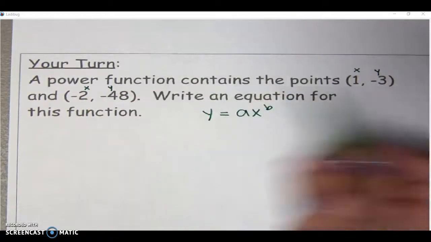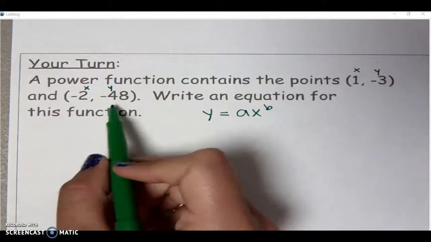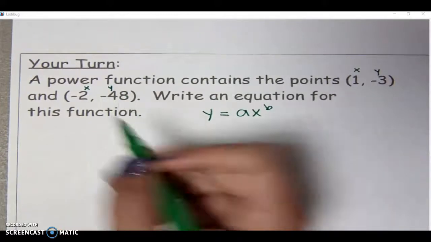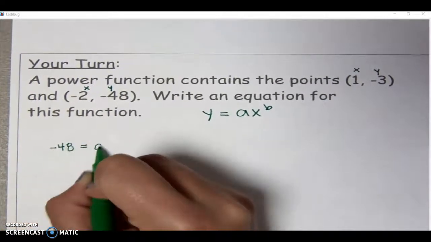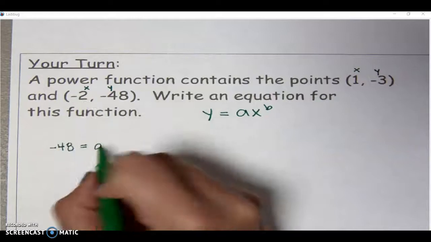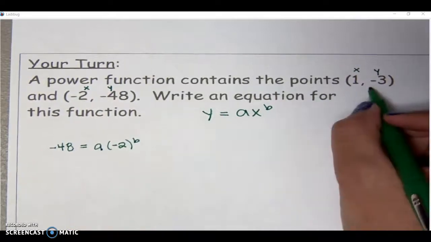And remember, we're going to be dividing. So even though this is a negative number, this 48 will be easier to do: 48 divided by the other number. So I'm going to do this one first. The y value here is -48. We don't know a. The x value here is -2. We don't know b.